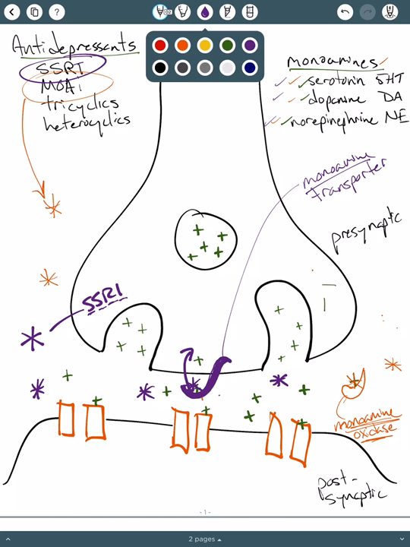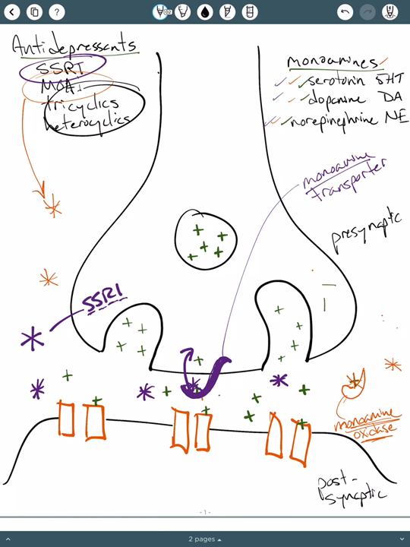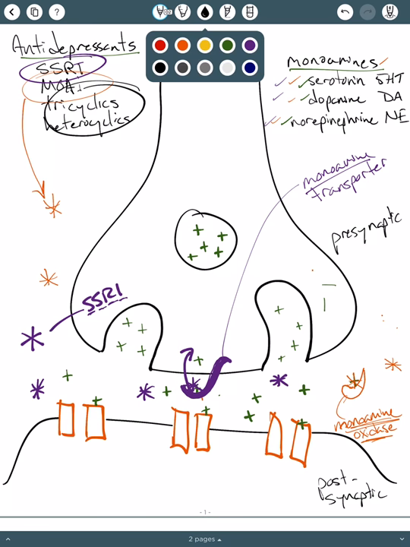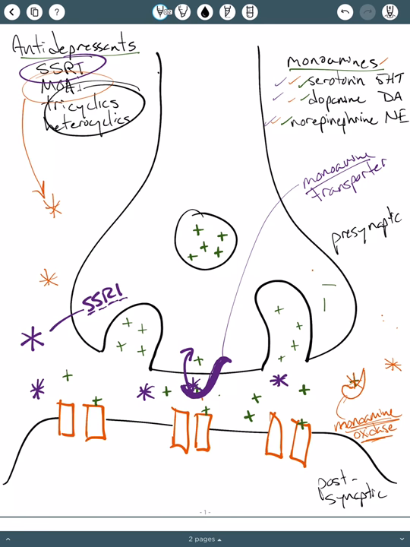The other drugs that I mentioned, the tricyclic and heterocyclic antidepressant drugs, do very much the same thing. When they get into your synapse, they block the reuptake of serotonin, but they also block the reuptake transporters for norepinephrine and dopamine. So they're less selective than a serotonin reuptake inhibitor. They also inhibit reuptake of these other monoamines.